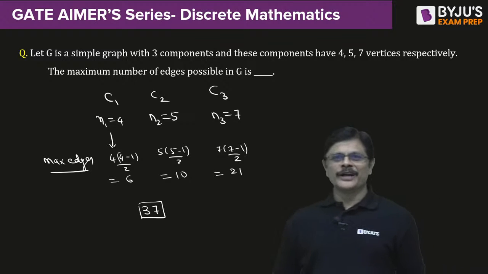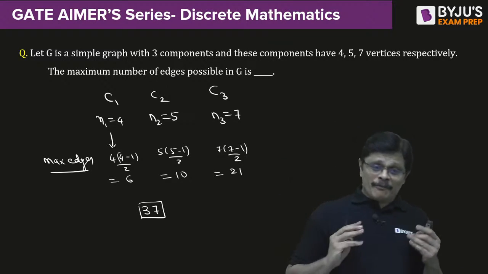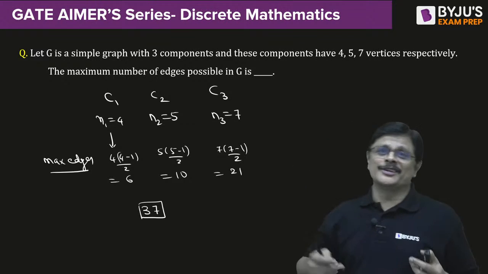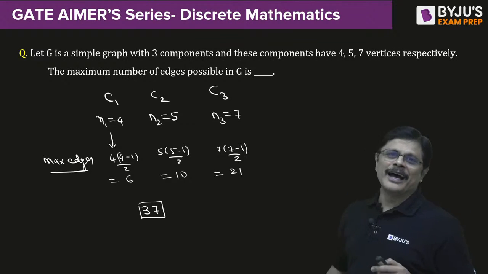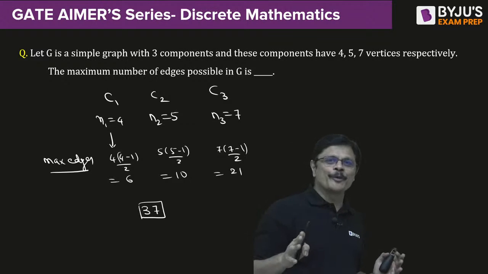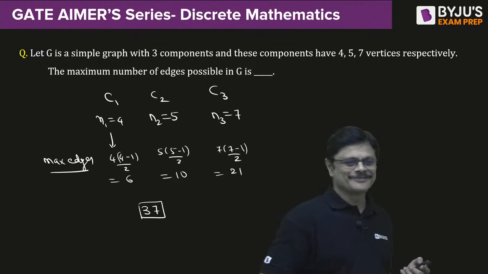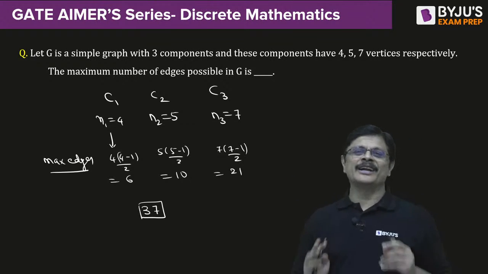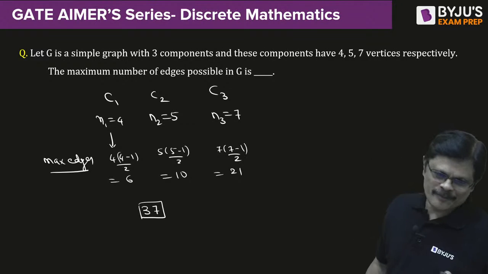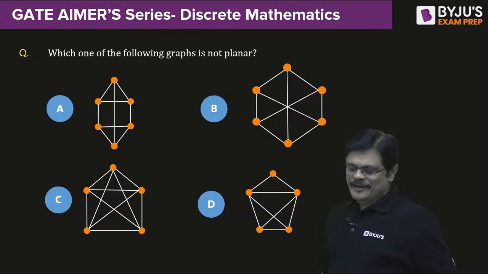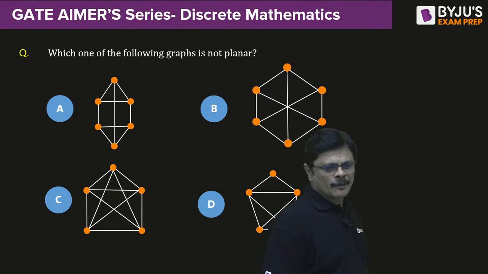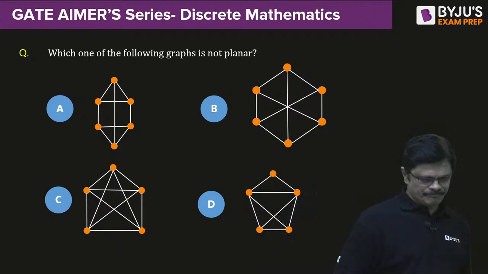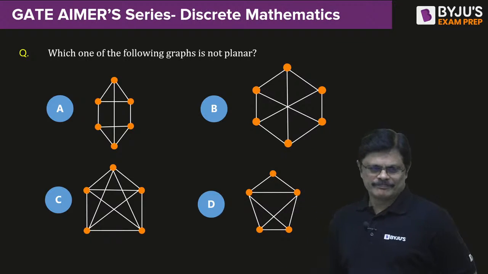See, you don't have to do any great things, sir. If you stop making mistakes, your rank will improve by a lot. If you stop making silly mistakes, I can tell you your rank will improve by at least 100. If you are a top ranker, it will improve by at least 10. Remember that. Which of the following is not planar? Which of the following is not planar, Babu?